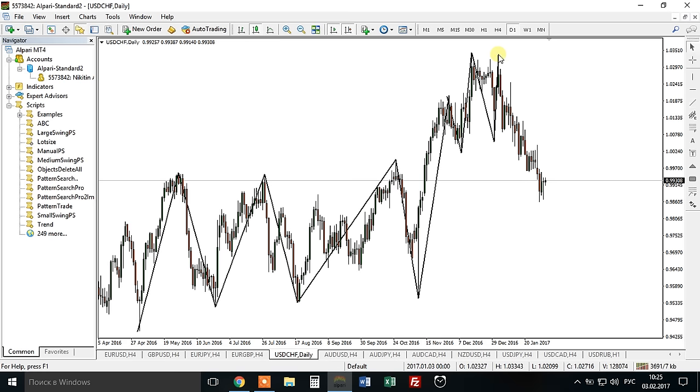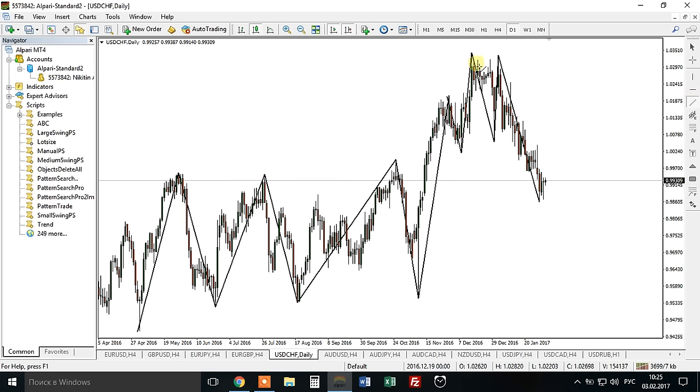The first sign of reversal says that we cannot install the new structure high. We cannot break and close above the previous high. So this is the first sign of reversal. After that, we have a violation to the downside, like this. Violation to the downside. First sign of reversal and the confirmation of reversal. So this is called the confirmation movement.